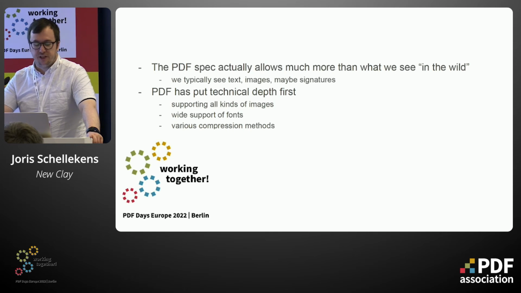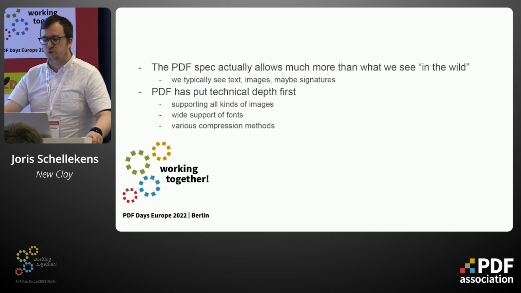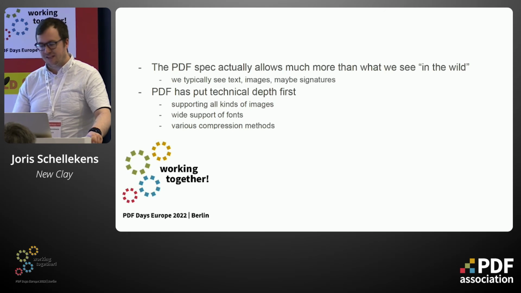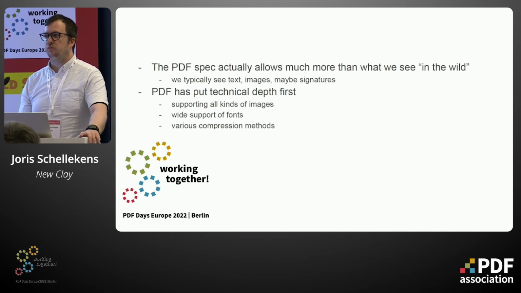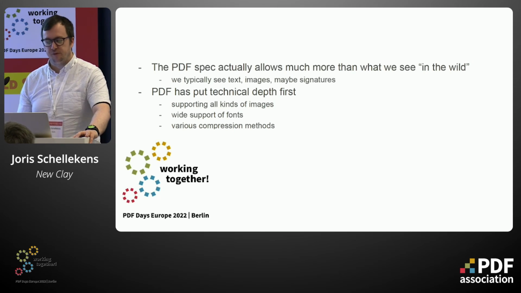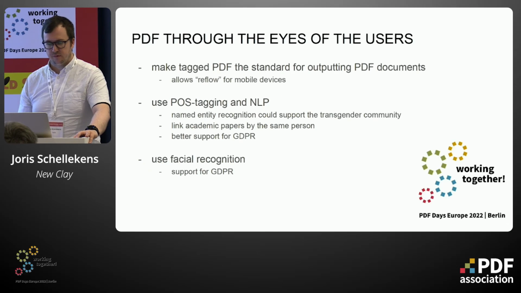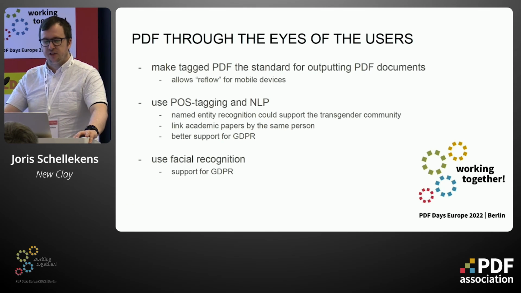And we, the PDF organization and ISO standard committee, have put technical debt first. So we support all kinds of images, all kinds of fonts, various compression and cryptographic methods, rather than thinking about what do users actually do with this, or what can we have people do with this? How can we offer people options?